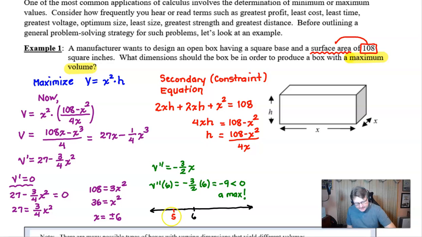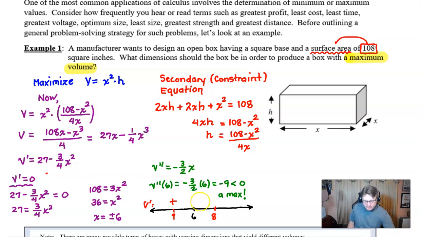Plug in 5, find out what v prime is going to be. It's a little tricky, it's 27 minus, let's see, who said 5? Let's use 1. 1's going to be a little easier, right? 27 minus 3/4, that's certainly going to be positive. And if we plug in something like, well, maybe another bit uglier number, we could use something kind of safe like 8.